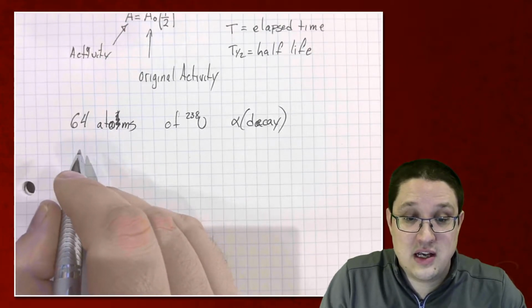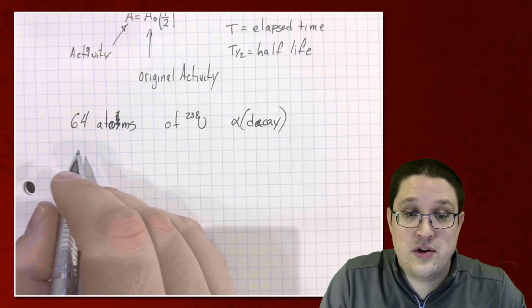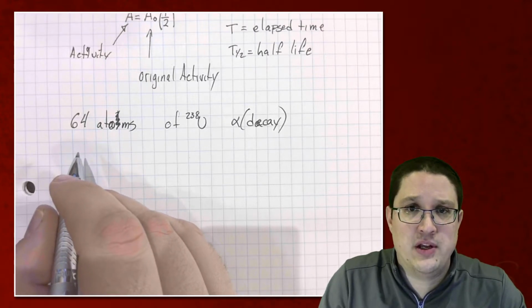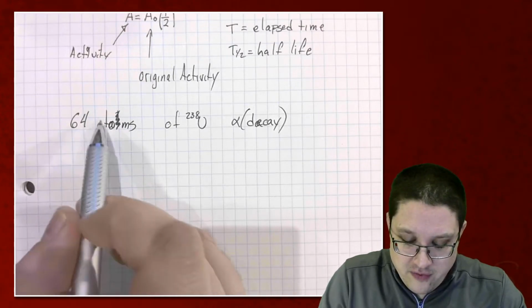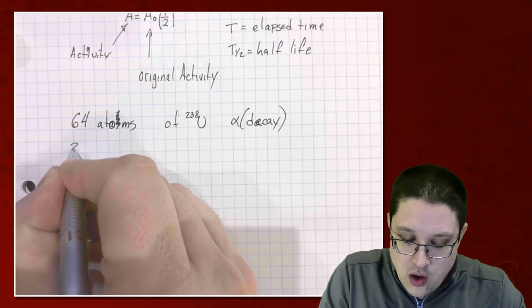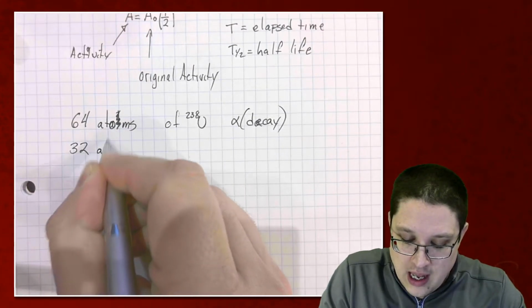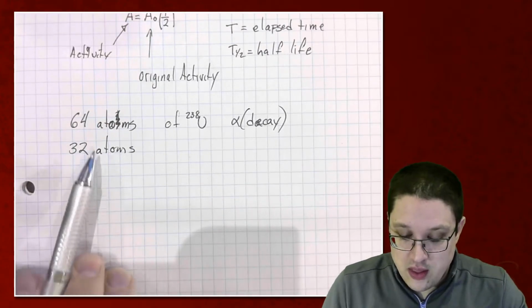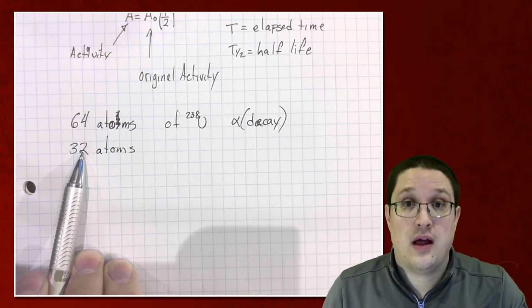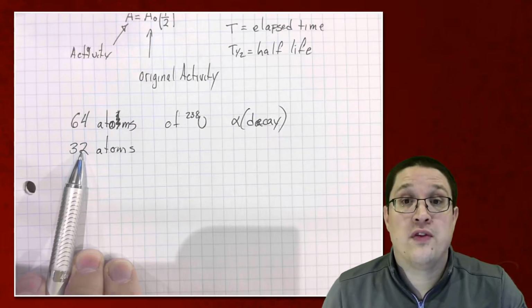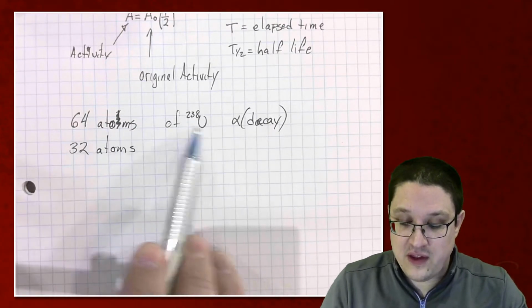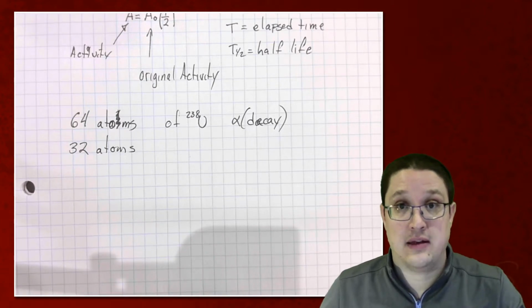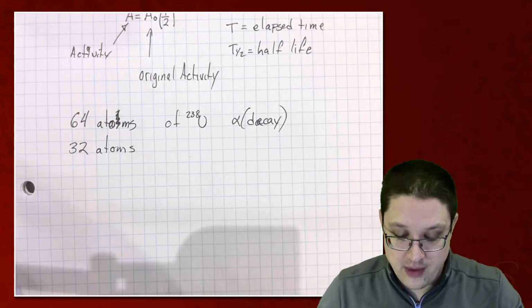If you're curious, the half-life of uranium-238 is 4.47 billion years. So after 4.47 billion years, we will have 32 atoms remaining. So this is after one half-life. What this means is that half of these atoms will have decayed. Half of them still remain.